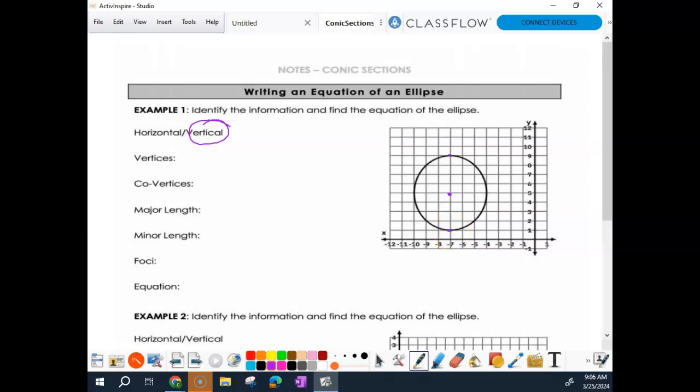Does it have the center anywhere? So here's my center. Let's name the center. The center is -7, 5. So this is my H, and this is my K. So my vertex are at the top and the bottom. So at the top, I'm going to have -7, 9. And at the bottom, I'm going to have -7 and 1.